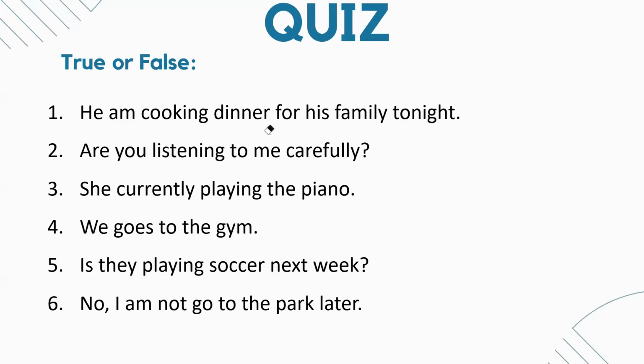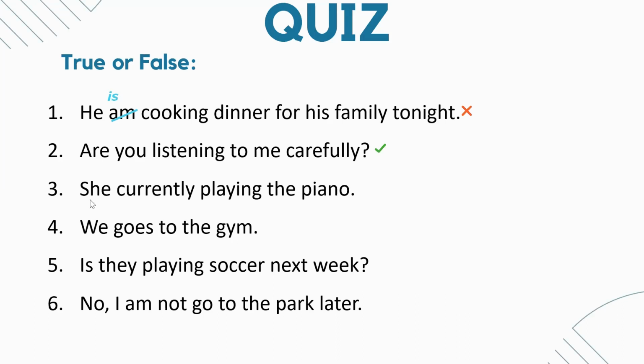True or false? Let's start with number 1. He am cooking dinner for his family tonight. He am, our subject and our verb to be are not agreeing, so the sentence is false. We should be saying he is cooking dinner for his family tonight. Number 2, are you listening to me carefully? So verb to be is correct, subject is correct, present participle is correct, everything is correct. So number 2 is true.